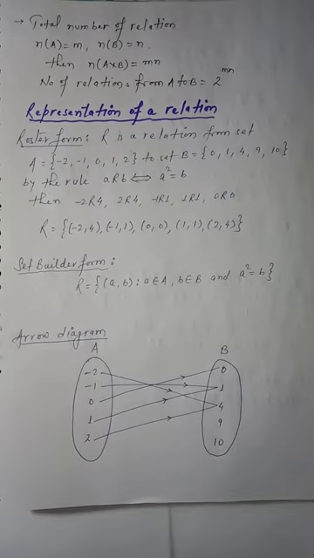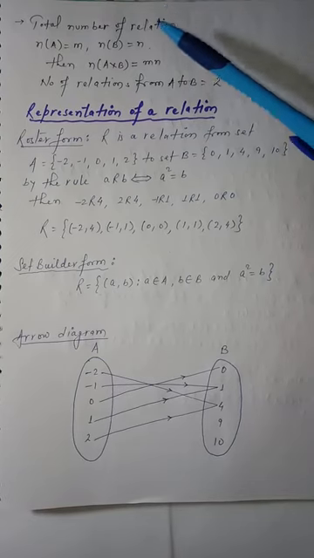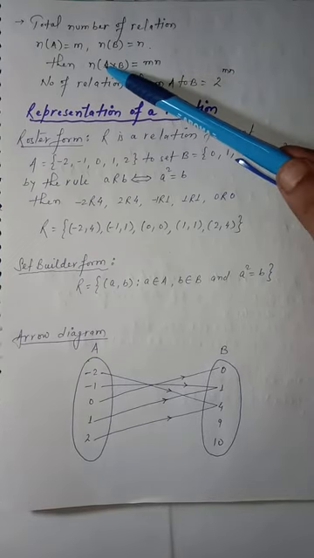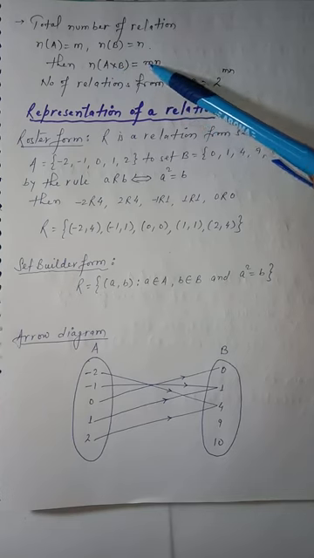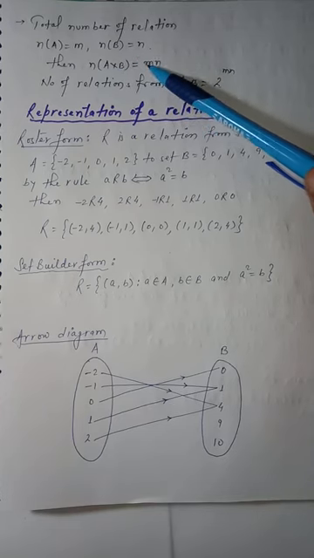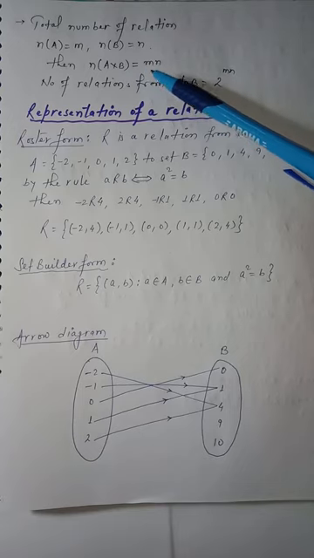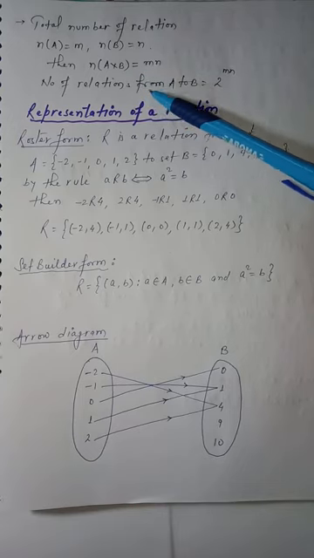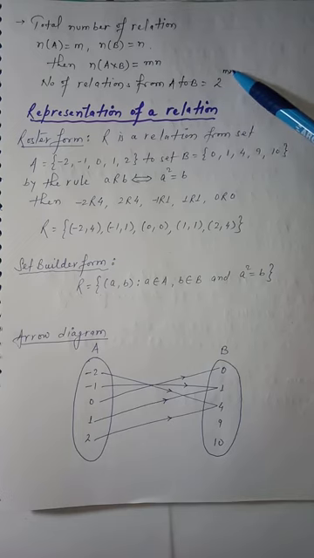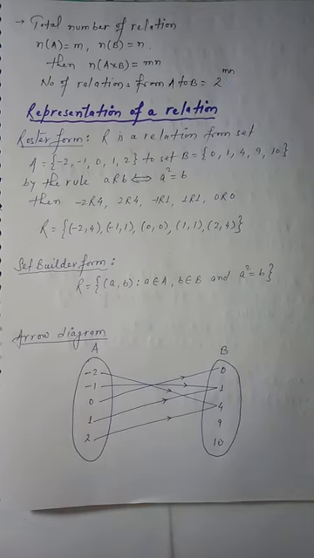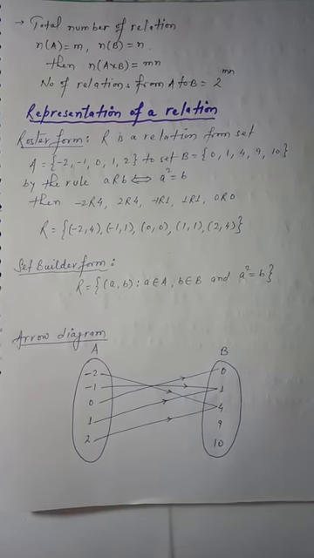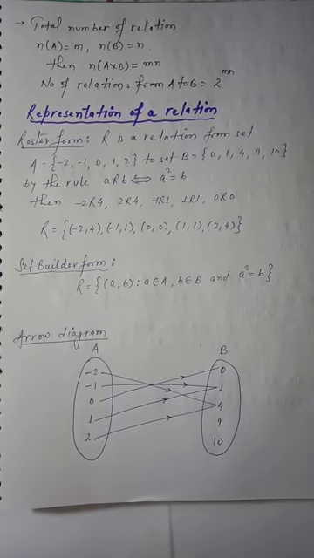Now what will be the formula for number of relations? If set A is having m elements and set B is having n elements, then we already know that number of elements in A cross B will be m into n. And we already know number of subsets of A cross B will be the relations. So therefore number of relations from set A to B will be 2 to the power mn. Right? So you must remember, if A has m elements and B has n elements, number of relations from set A to B will be 2 to the power mn.